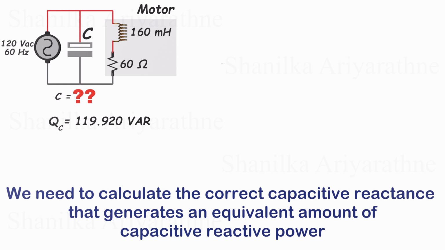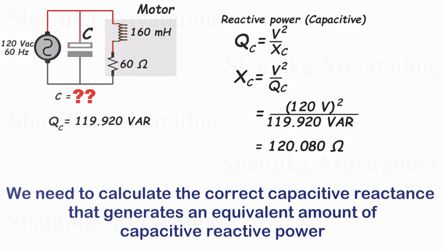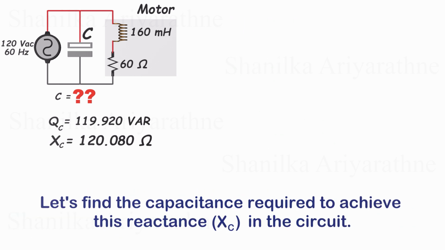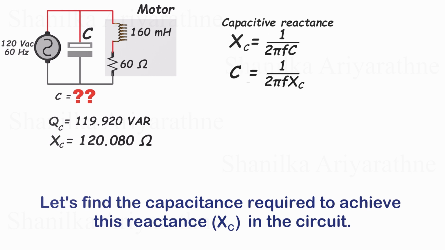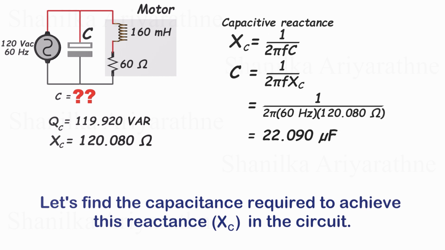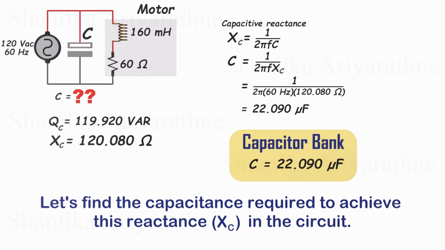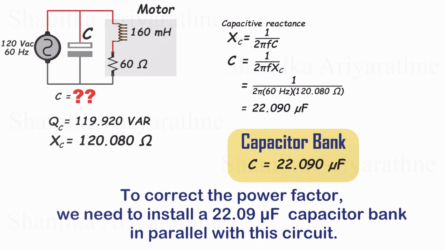As this capacitor will be directly connected in parallel with the source, we'll utilize the power formula which begins with voltage and reactance. We have determined the reactance of the capacitor. Now, let's find the capacitance required to achieve this reactance in the circuit. Eureka! We have calculated the capacitance. To correct the power factor, we need to install a 22.09 microfarads capacitor bank in parallel with this circuit.